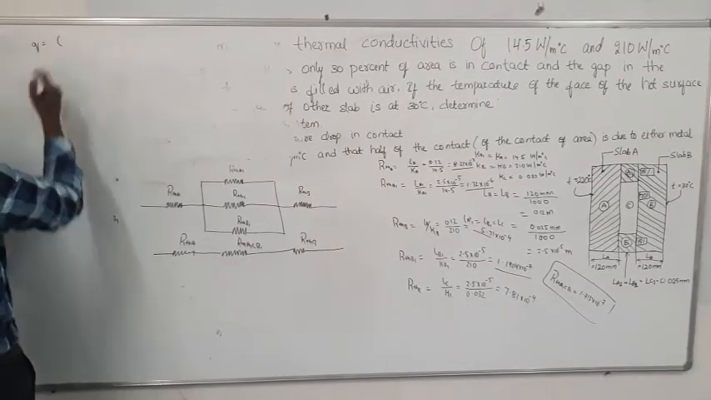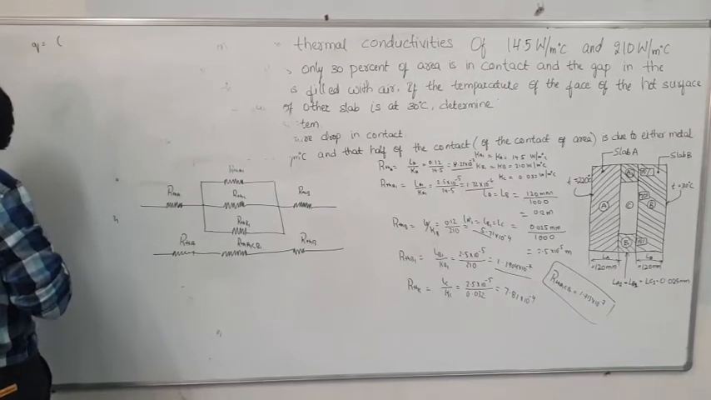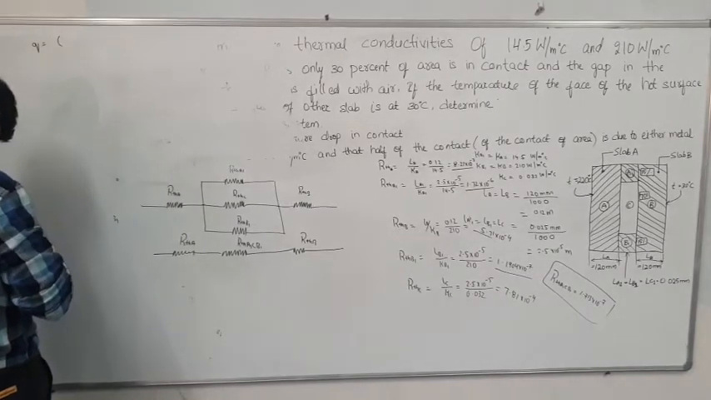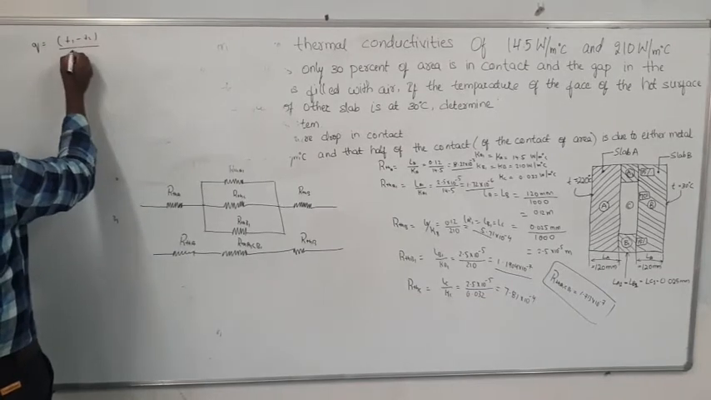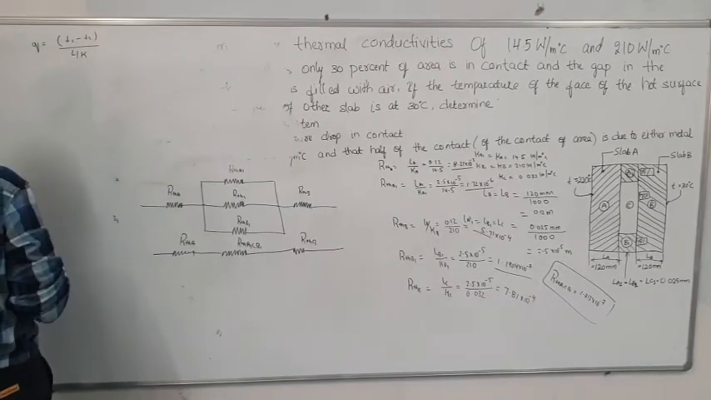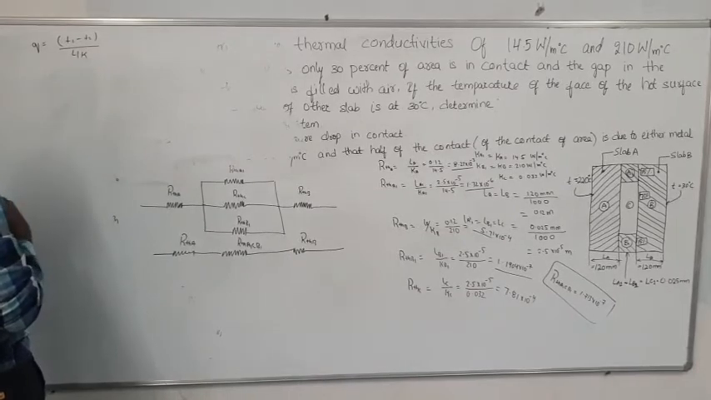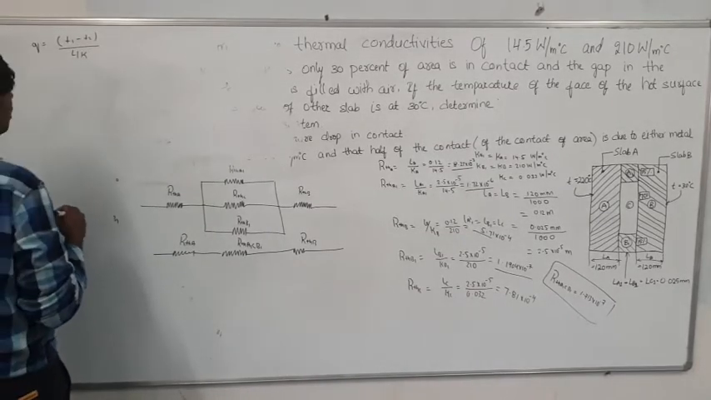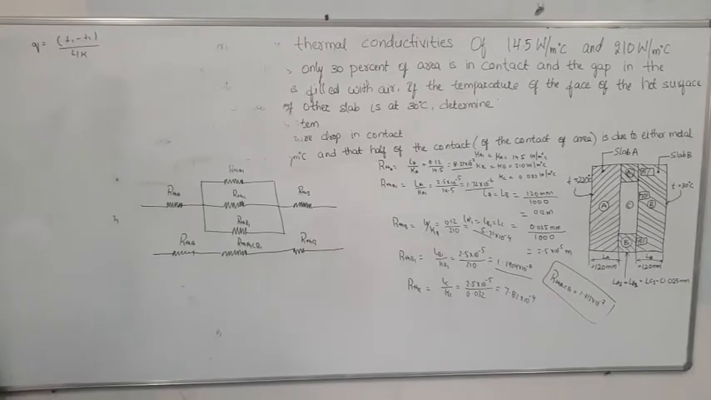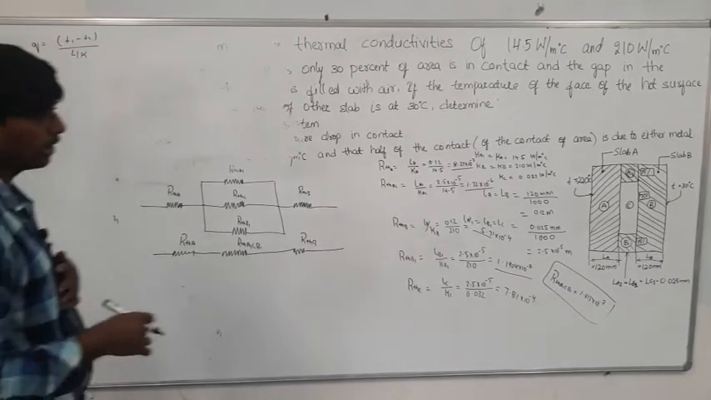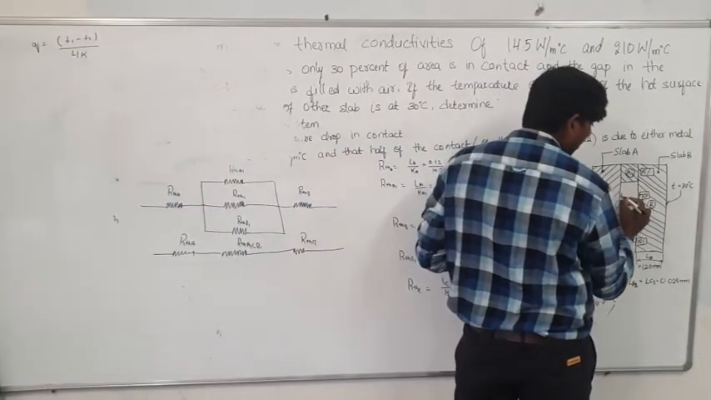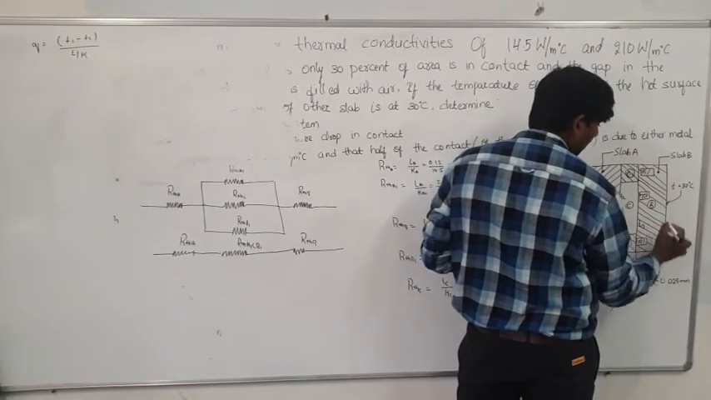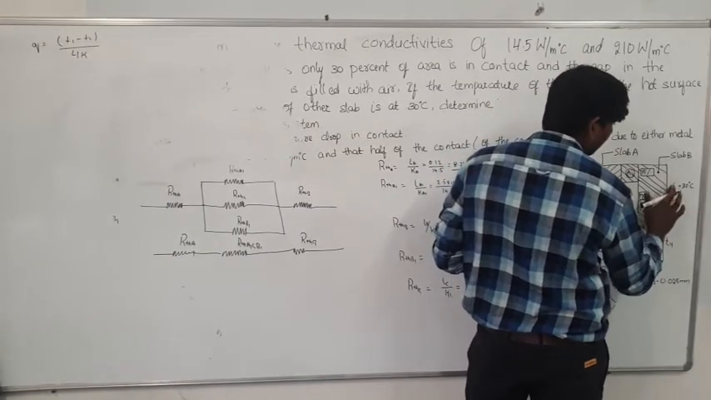What is the formula here for a small q? The formula for finding a small q is T1 minus T2 by L by K. After deriving Fourier's law of heat conduction, you will get this one: q is equal to T1 minus T2 by L by K. Now you know how many components and how many temperatures there are. This one you consider as temperature 1, this one temperature 2, this one temperature 3, and this one temperature 4.